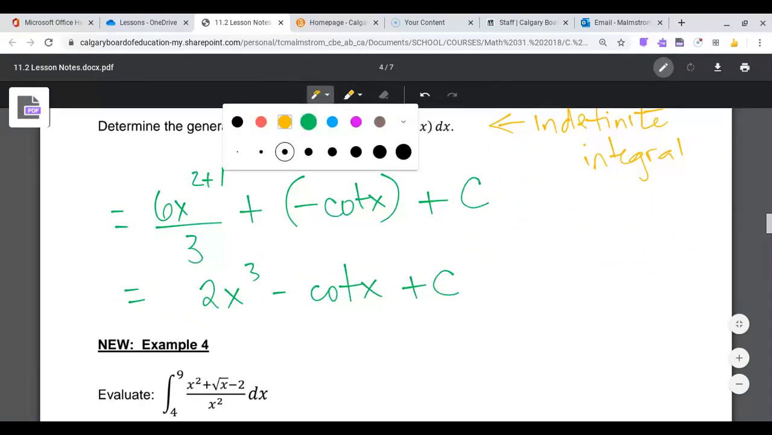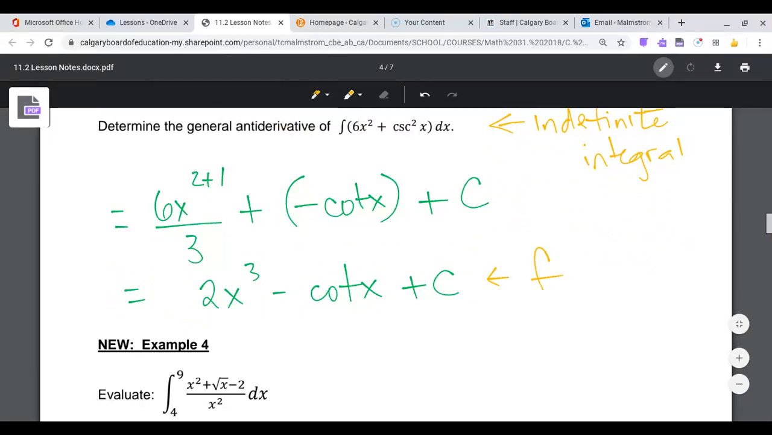Our indefinite integral is giving us a family of functions.